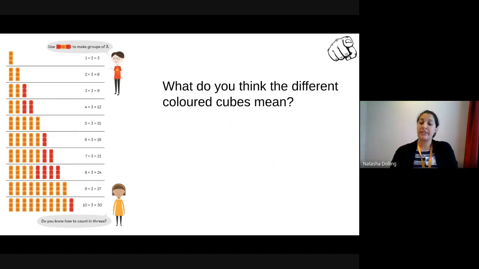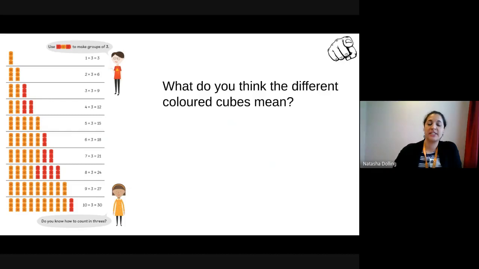And it's the 3 times table. And I just want you to all have a look for a minute at the orange cubes and the red cubes. And I want you to have a think about, why do you think there are orange cubes and red cubes? What does it mean? What is that trying to show? Why would it be split up like that in a year 3 lesson about learning the 3 times table?